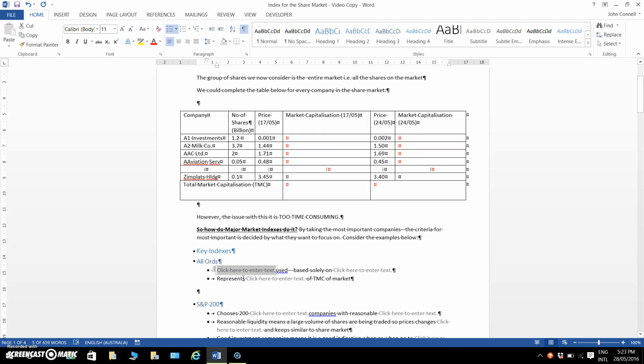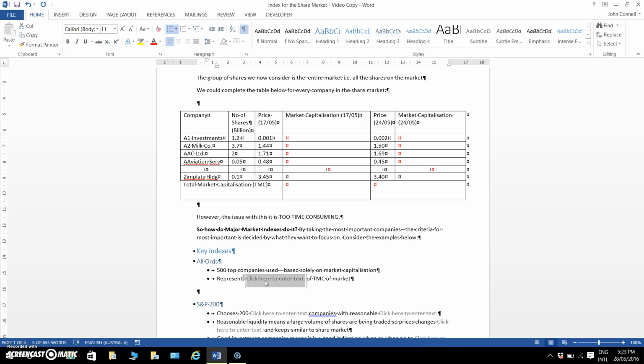So for example, the All Ords, they take the 500 top companies, and that's based solely on market capitalization. So market capitalization only determines who gets in the All Ords. So remember, market capitalization is the value of the shares of a company all up. So it's the number of shares multiplied by the price of the shares. So the big companies would be part of the All Ords.